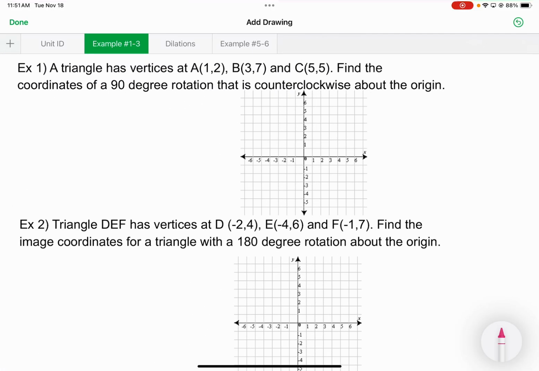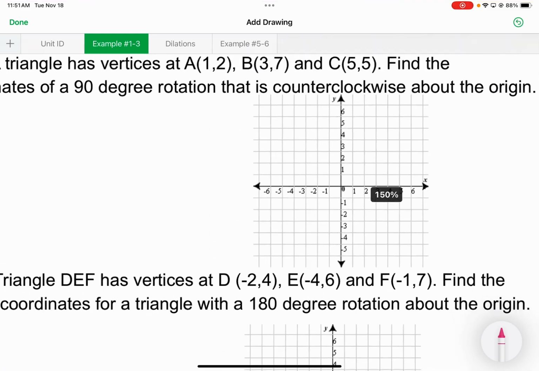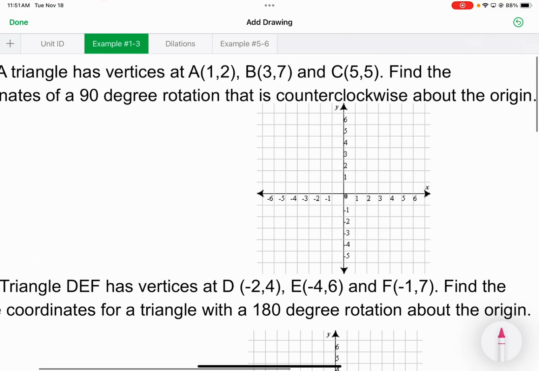All right, the triangle has these three coordinate points. Let's rotate it 90 degrees counterclockwise about the origin. The first coordinate is at 1, 2, so let's start by plotting my points. 1, 2 is A. B is at 3, 7, all the way up here. And C is at 5, 5.